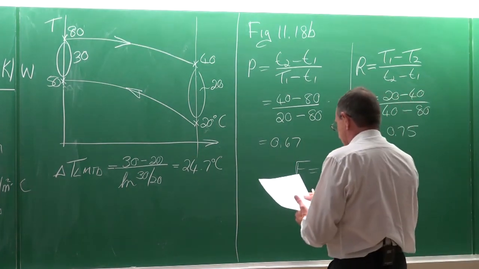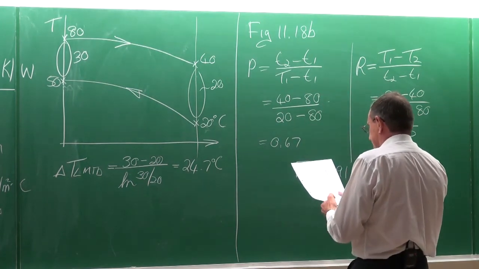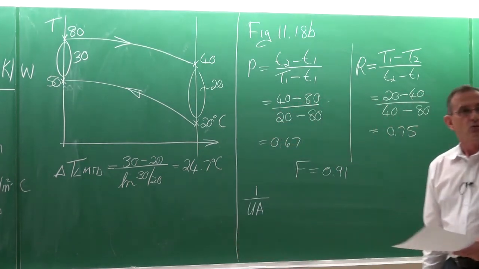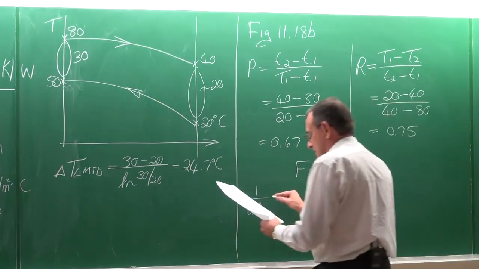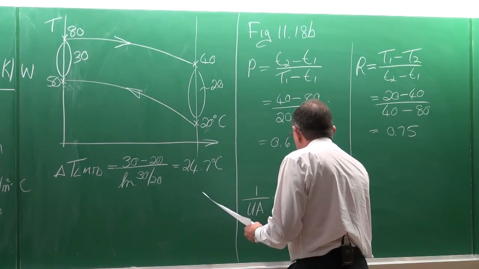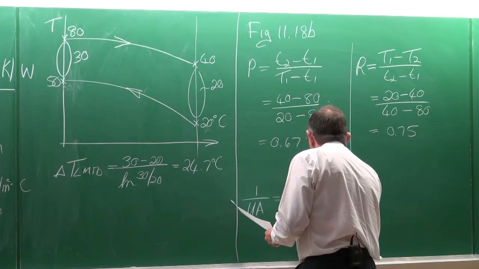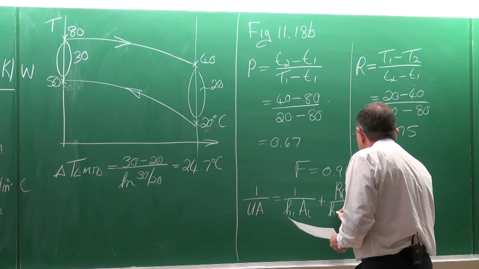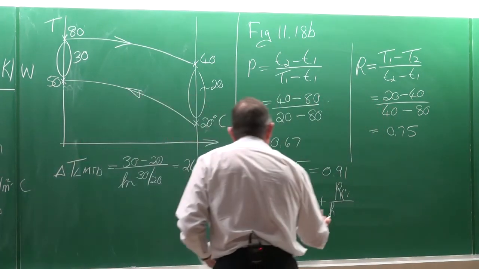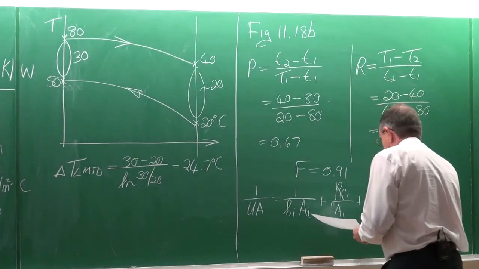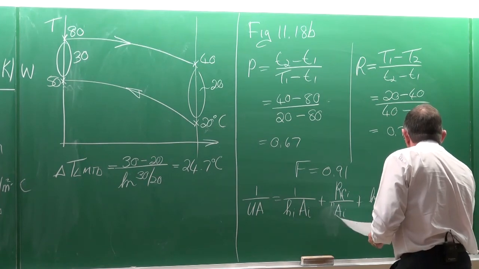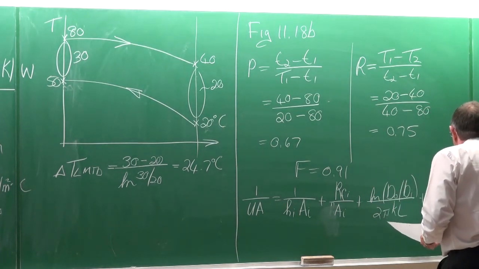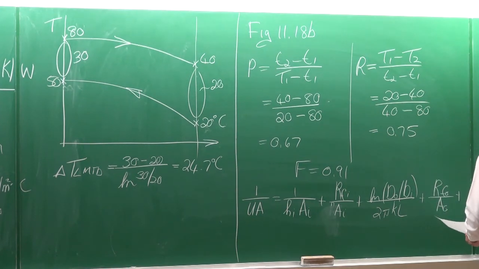So now that we've got the correction factor, we can start getting the heat transfer rate. We first need to get the overall heat transfer coefficient. The equation for the overall heat transfer coefficient: 1 divided by U is equal to 1 divided by the heat transfer coefficient on the inside, the area on the inside, plus the fouling on the inside divided by the heat multiplied by the area on the inside, plus the ln of the diametral ratio divided by 2 pi KL, plus the fouling on the outside, plus the heat transfer coefficient on the outside.